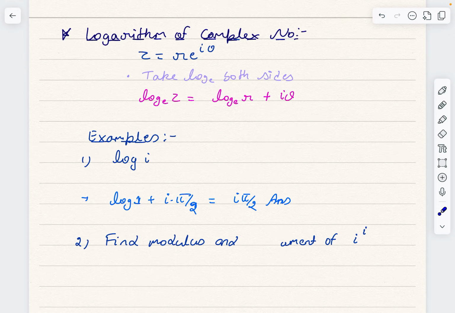Now, next problem you can try yourself. Find modulus and argument of iota raised to iota. You can pause the video and give it a try.